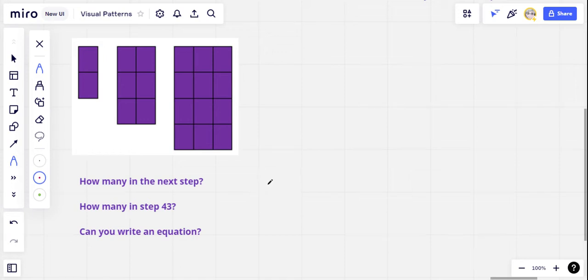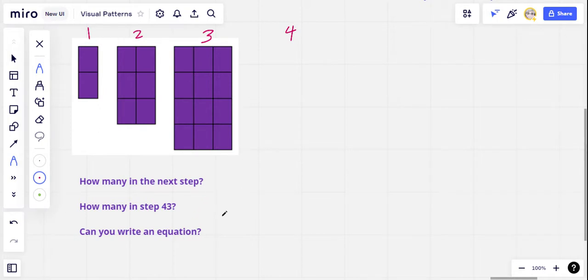Hello, everybody. We have another visual pattern challenge for you. So here is a visual pattern. Here's step one, here's step two, here's step three. And the challenge here, if you choose to accept it, is to predict how many boxes in step number four.